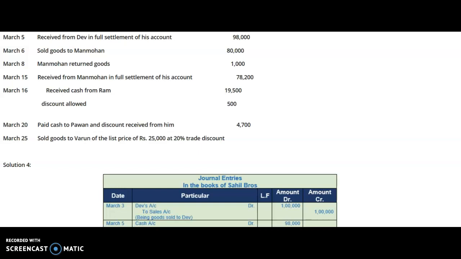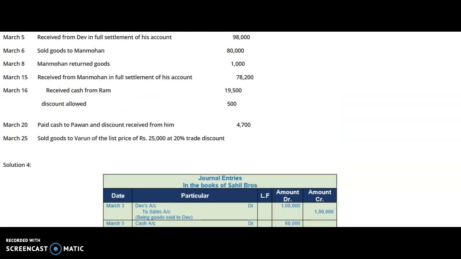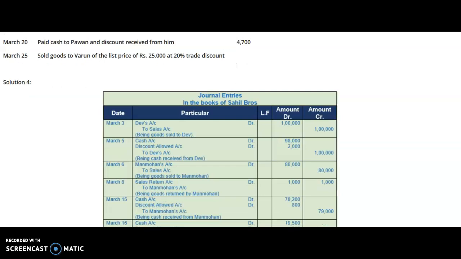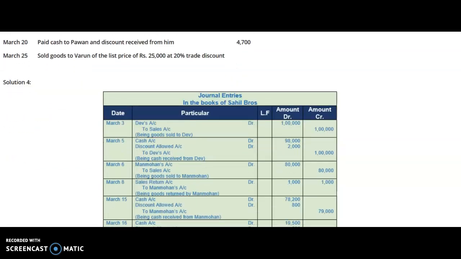The next transaction says Manmohan returned goods rupees 1,000. This is an example of sales return. Sales return, or return inwards, means the goods which were sold are being returned by the customer. The business is indirectly receiving its goods back, so we will use the sales return account. From whom is the business receiving this? From Manmohan. Credit the giver, so credit should be given to Manmohan. The entry will be sales return account debit to Manmohan account. Sales return means the goods being received back by the business; basically it is a real account, a goods account. So the transaction will be recorded accordingly.